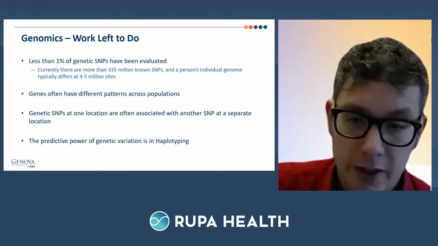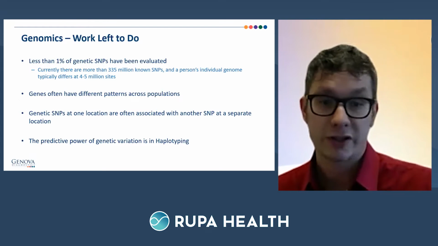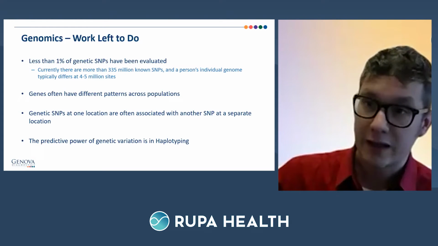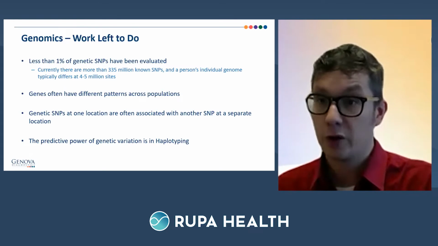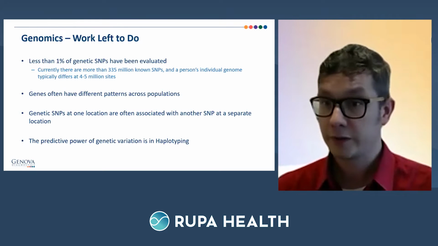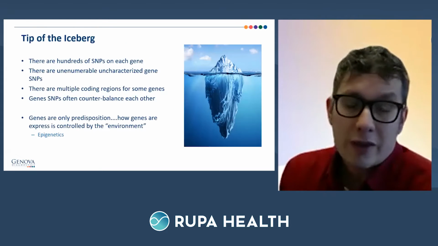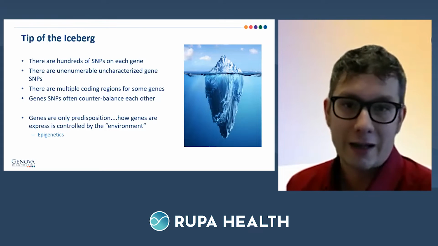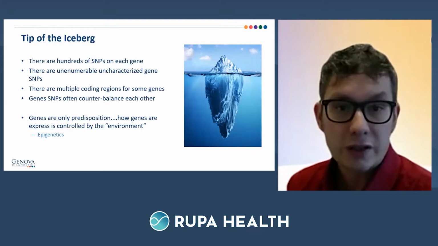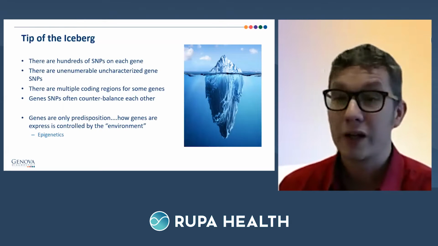It's personalized, right? Another thing is that genetic SNPs at one location can be associated with another SNP at a separate location. We tend to see compensation where there's maybe a breakdown here, and a compensation over at this other SNP. So that's where we have to start looking at how all the SNPs fit together. And that's the field of haplotyping, which is a whole other conversation and a whole other webinar, but it's super interesting. So the bottom line is that with genomics, we're still at the tip of the iceberg, and there's hundreds of SNPs on each gene, multiple coding regions. There's all these things that can really muddy the waters, I would say.